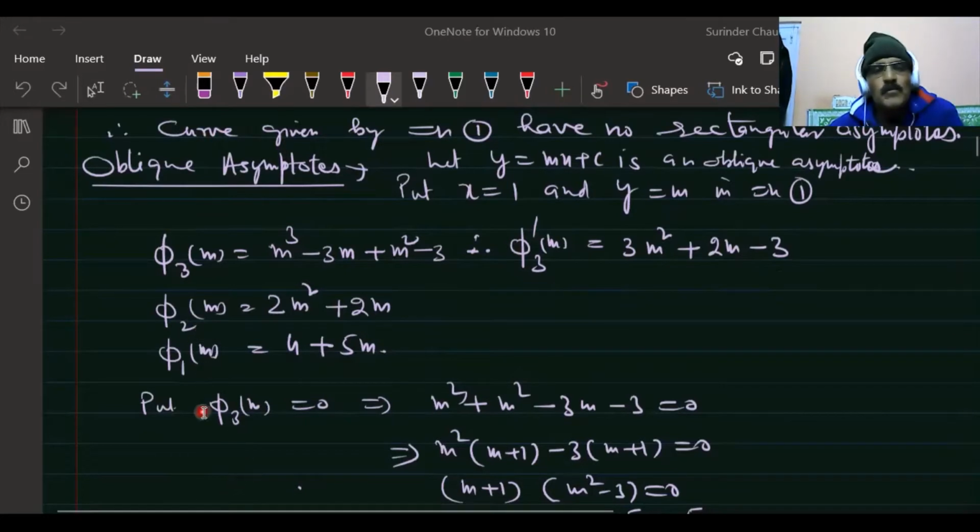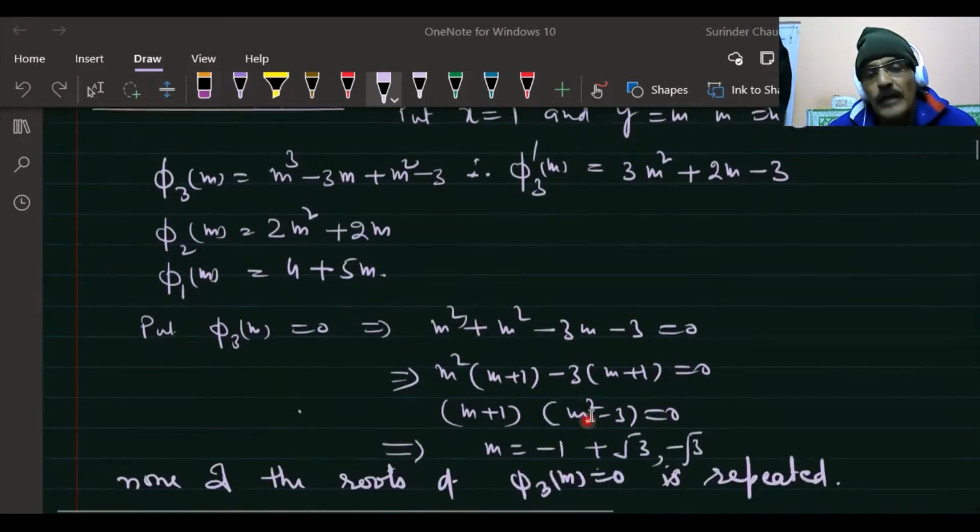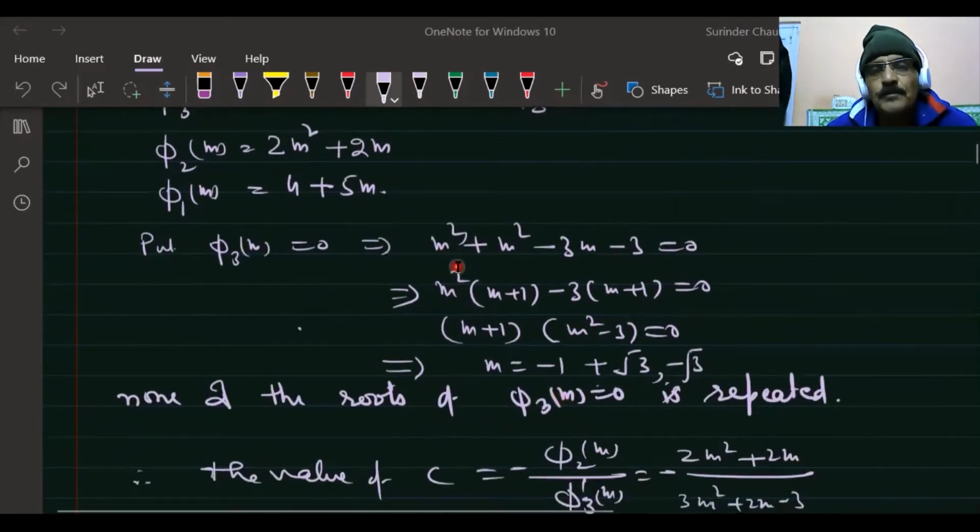Now in order to find the values of m, the slopes of the oblique asymptotes, we'll solve the equation phi 3(m) equal to 0. This is a cubic in m. We'll search for the real roots of phi 3(m). We'll factorize it, and after solution we get m equal to minus 1 and m equal to plus or minus under root 3. So they are all three real roots.